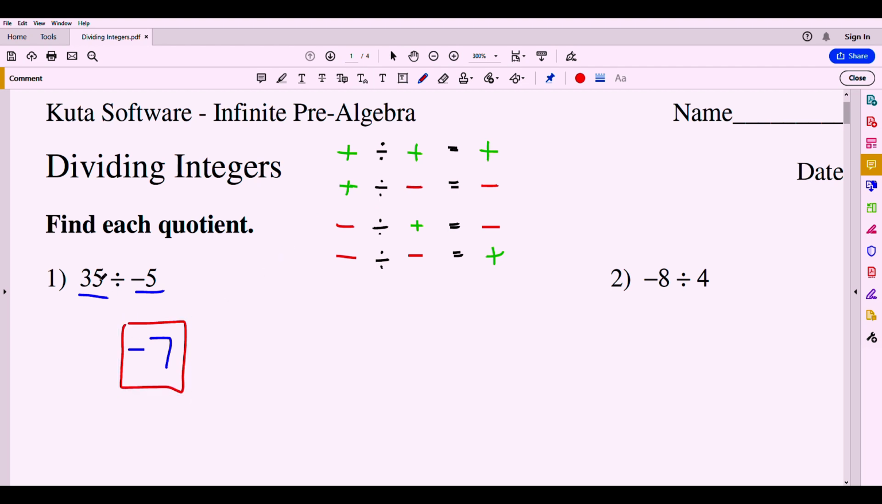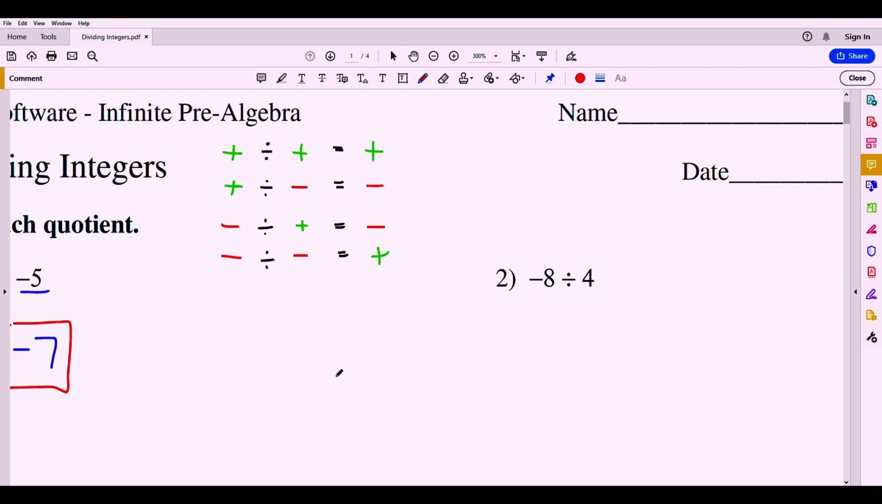And if you thought that I did 35 divided by 5 quickly in my head, that takes practice. Just work on simple division of positive numbers, and once you get that down, dividing with negative numbers is a breeze. Let's move on to number 2.